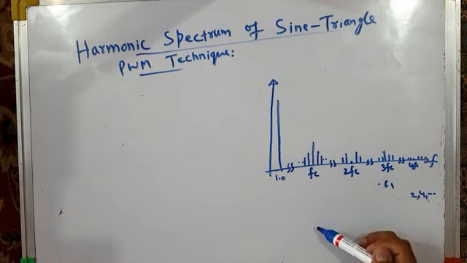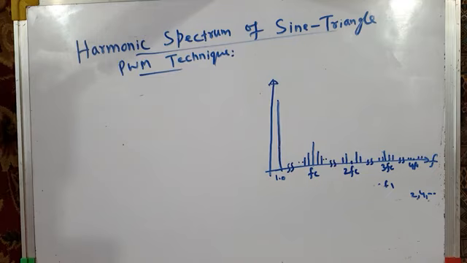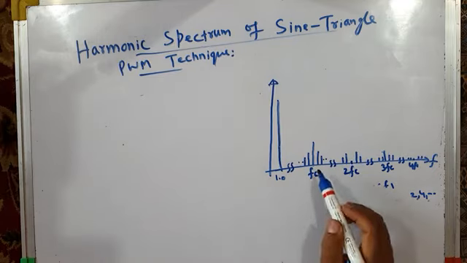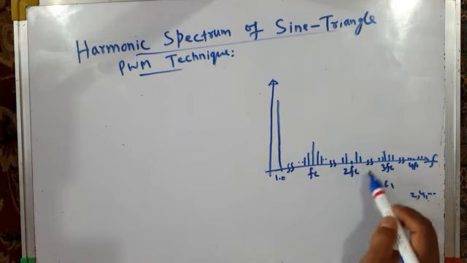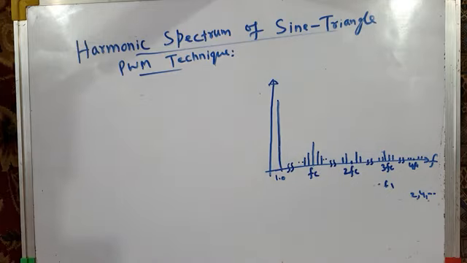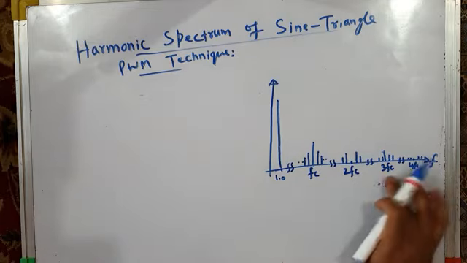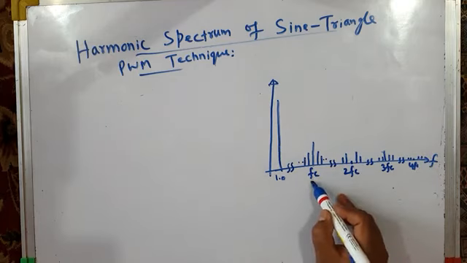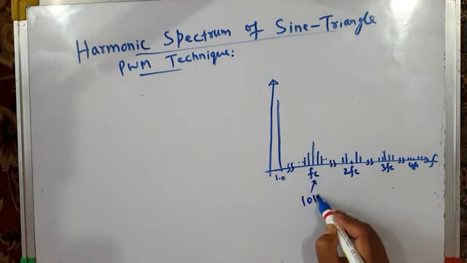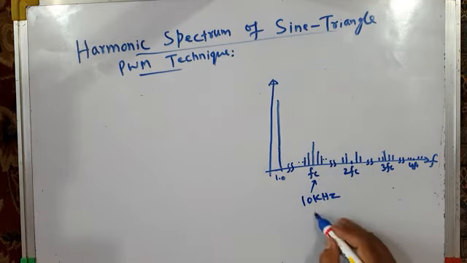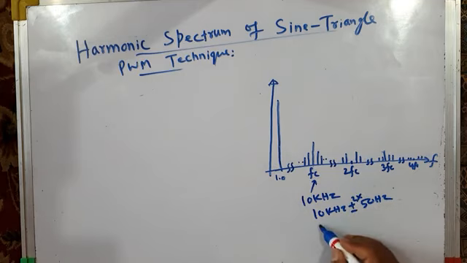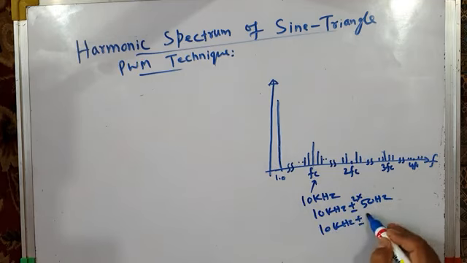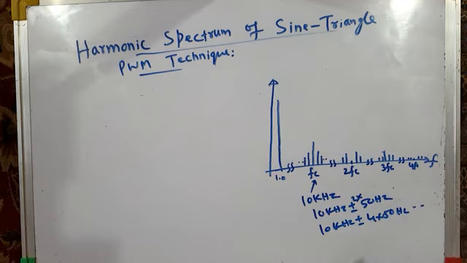But the reactance offered to the current because of the voltages around Fc and its sidebands and around the sidebands of 2Fc, the reactance of the motor will be very, very large. For example, if your switching frequency is 10 kilohertz, your first harmonic will be at 10 kilohertz, then 10 kilohertz plus minus the fundamental frequency, maybe 50 hertz, 2 times 50 hertz, then 10 kilohertz plus minus 4 times 50 hertz, and so on.